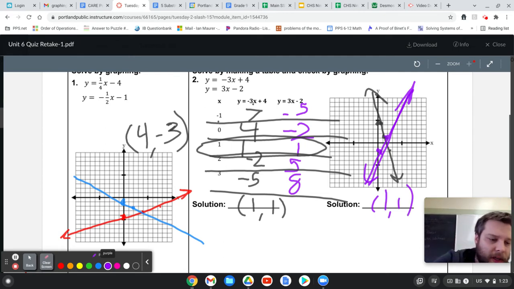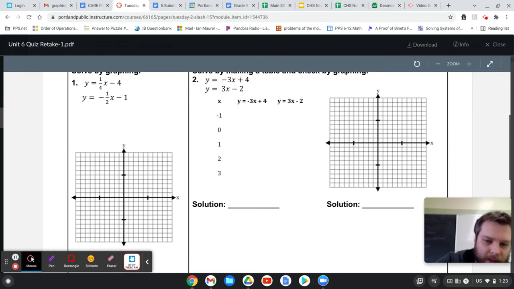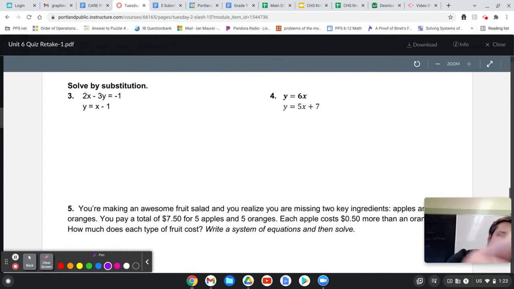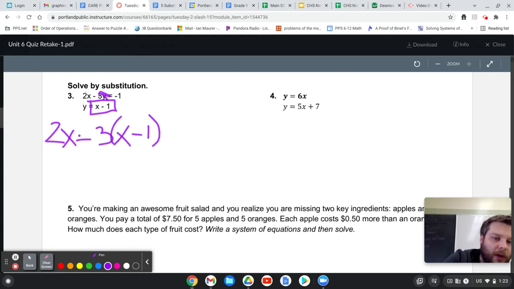Okay, moving on to the next part of the quiz where we switch from graphs and tables to doing things algebraically. What we're always doing with substitution is taking one version of a letter and substituting it into the other equation. So I have 2x minus 3 times y. And we know that y equals x minus 1. So I replace the letter y with x minus 1. Whenever you have things next to each other, it implies multiplication. So I'm multiplying negative 3 times x. I'm multiplying negative 3 times negative 1.